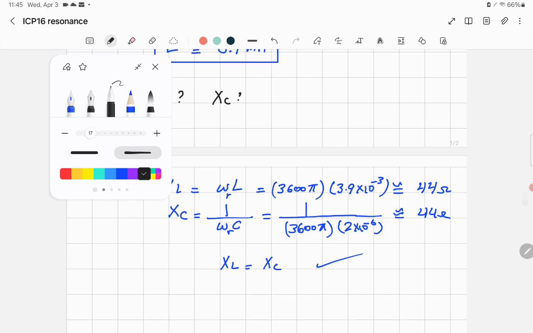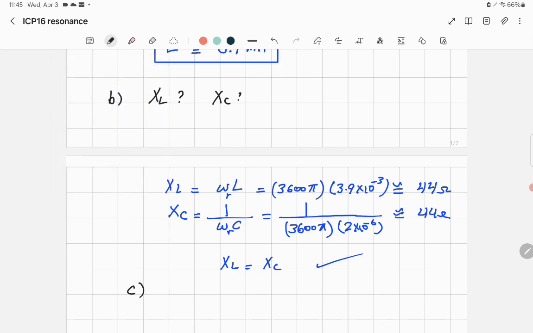Now let's go for another question. C. What about calculating the magnitude of the current at resonance? If you want to calculate the current, let's talk about the root mean square value of the current at resonance.